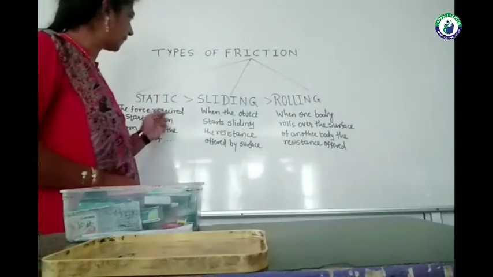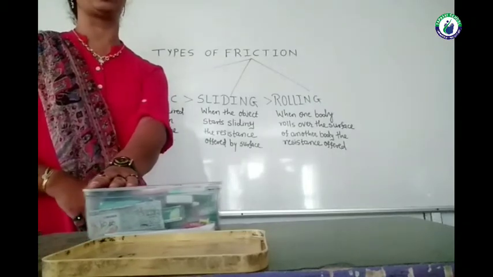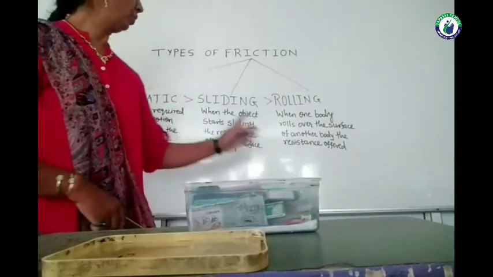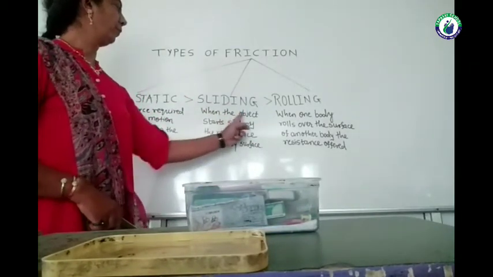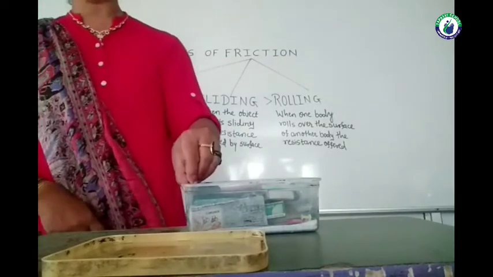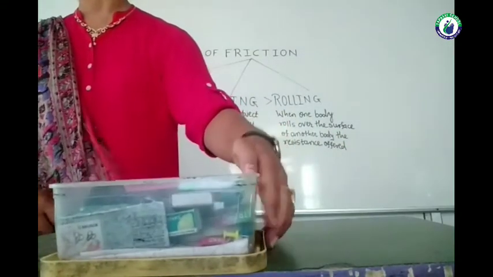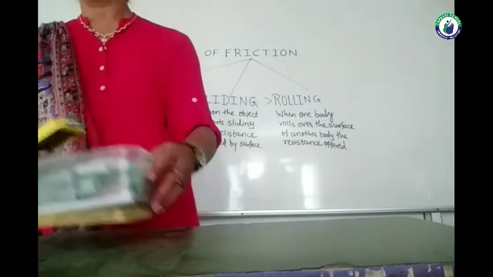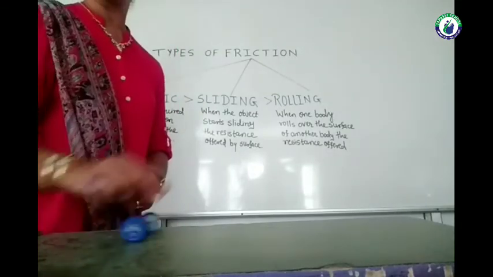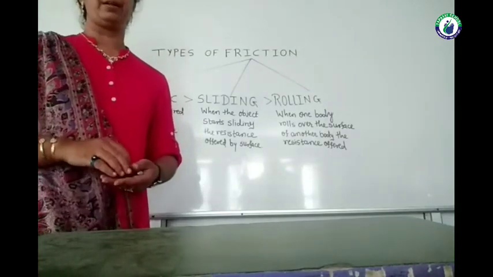Instead of static friction, if I push this object, it has now started sliding. So sliding friction is the resistance offered by the surface when the object starts sliding. So we are sliding the object, and still if I want to reduce the force, then we have discussed that we have rollers, the simplest type of roller.